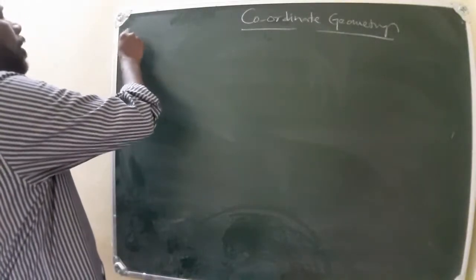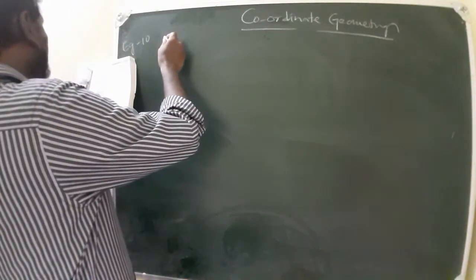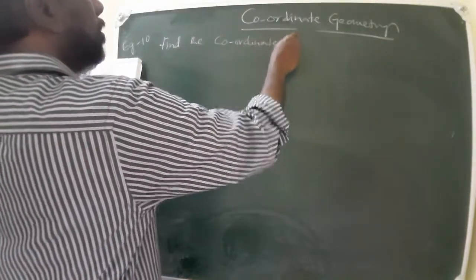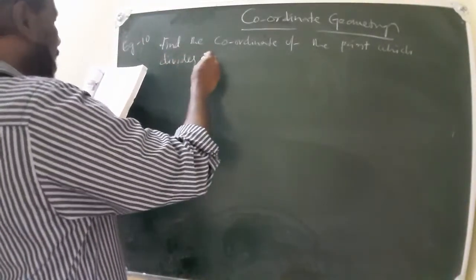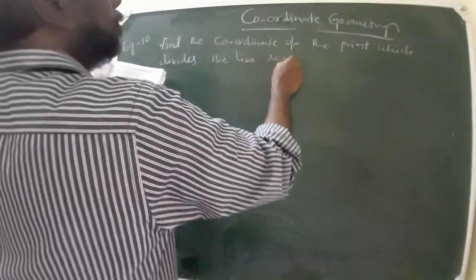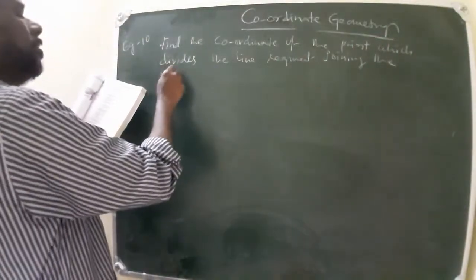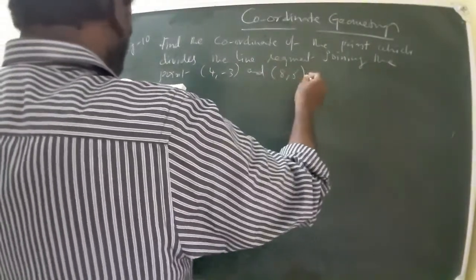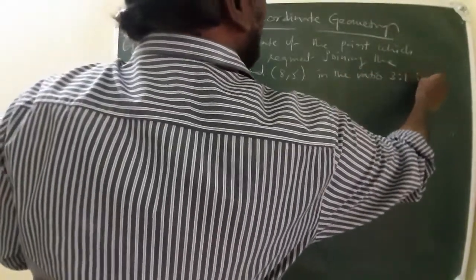Example 10. Find the coordinates of the point which divides the line segment joining the points (4, -3) and (8, 5) in the ratio 3:1 internally.